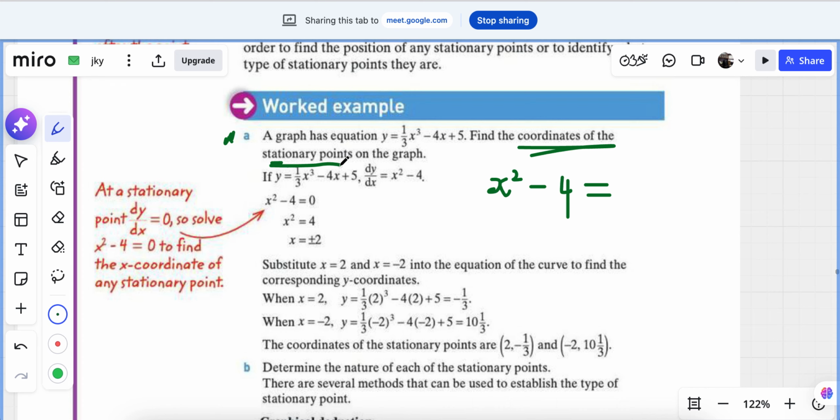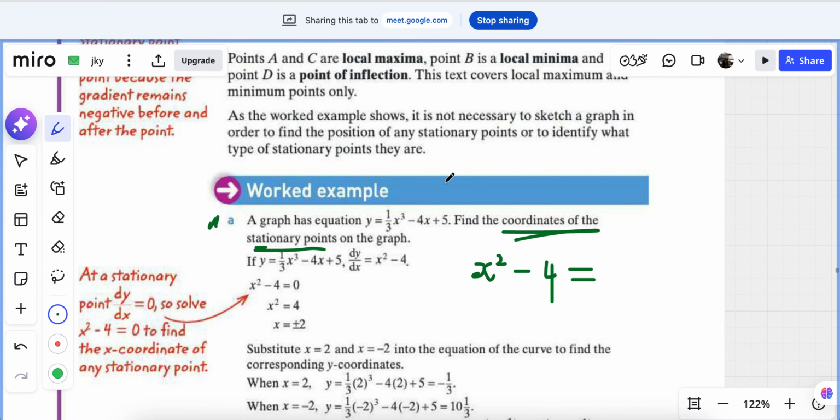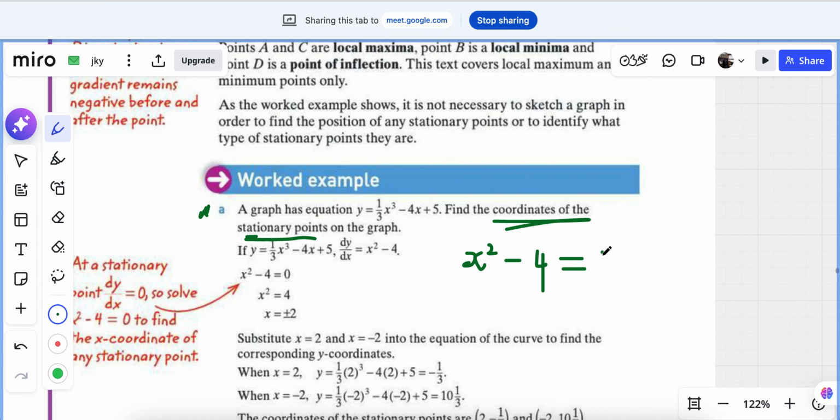But this one, once you see stationary point, you should equate to 0. It's like the turning points I was showing to you. These are called stationary points. So once you see stationary point, you equate to 0. So you equate this function to 0. Now you solve this quadratic.